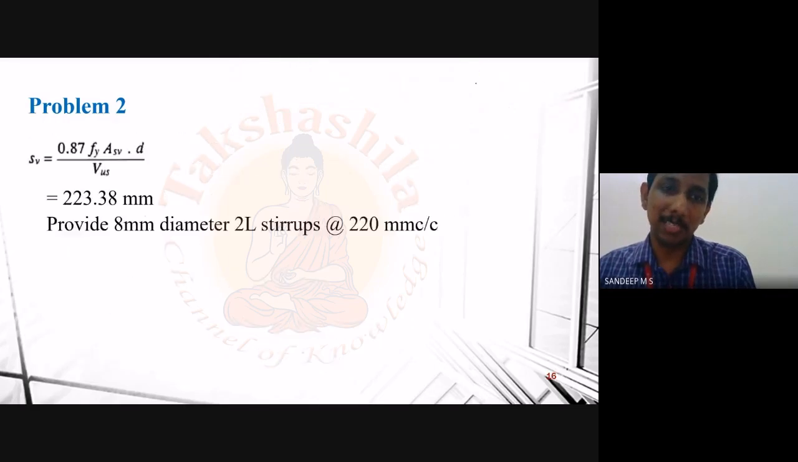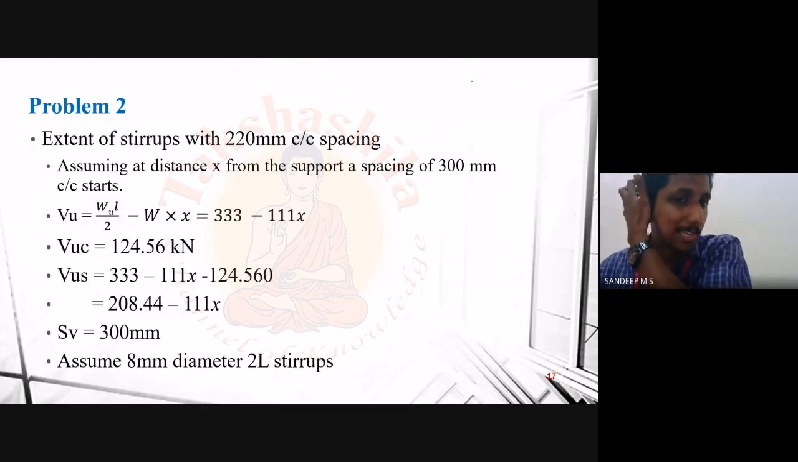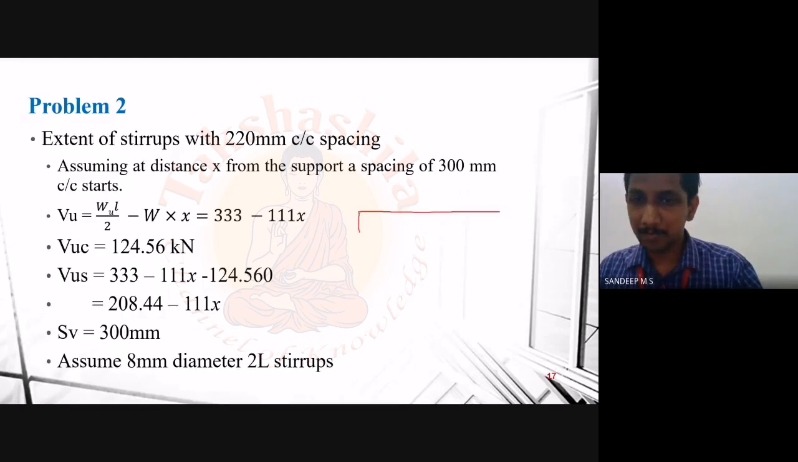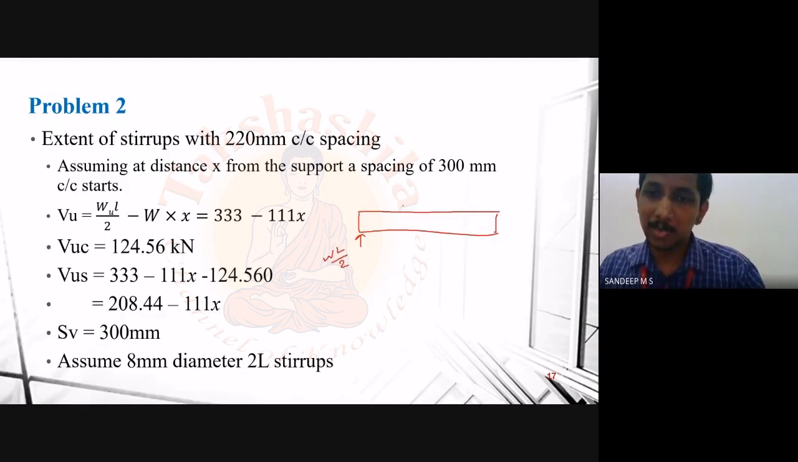So what we will do is that, as I told, I have already made an assumption that this transition is occurring at a distance of x units. So in the same beam, I have a support reaction here, which was equal to WL by 2. Then I was having a UDL. Since I am considering a section at a distance of x units, I again have this UDL here. So in the first stage, this distance is assumed to be x.